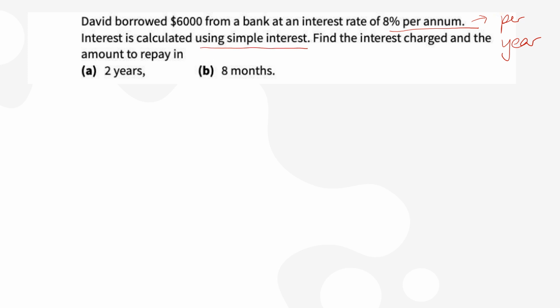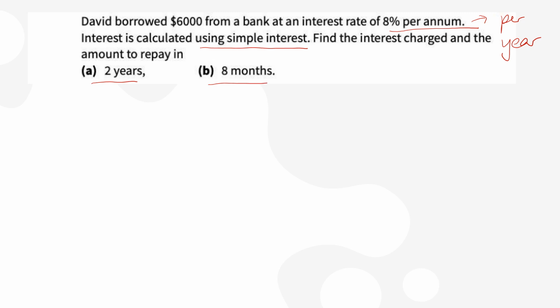So the question will actually tell you whether you should be using the formula for compound interest or the formula for simple interest. Here the question says simple interest, so you should be using the formula to calculate simple interest. So you are asked to find the interest charged and the amount to repay in 2 years, part A, and in 8 months, part B. All right, so let's do part A first.